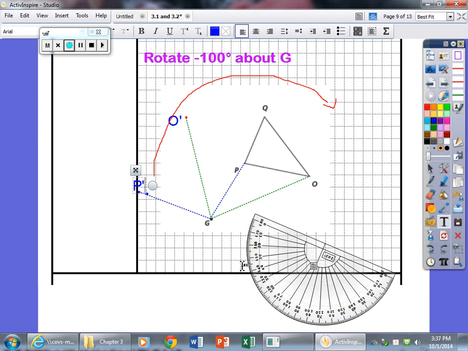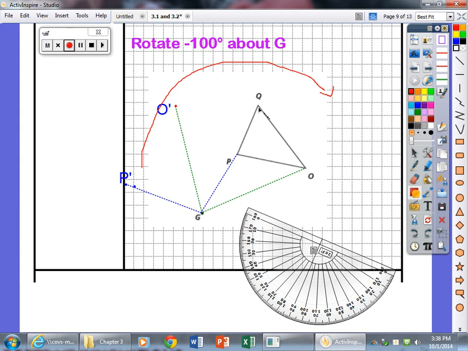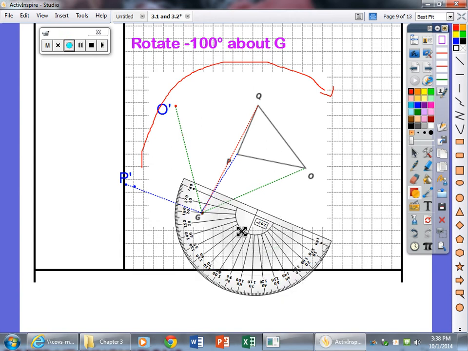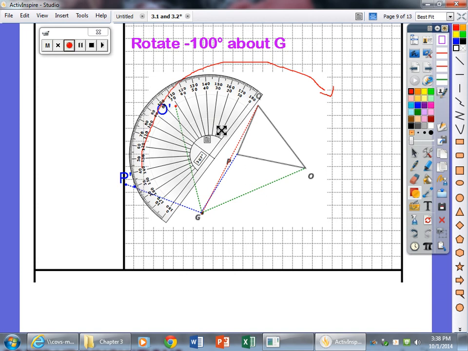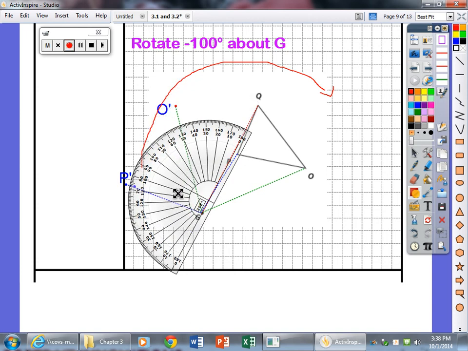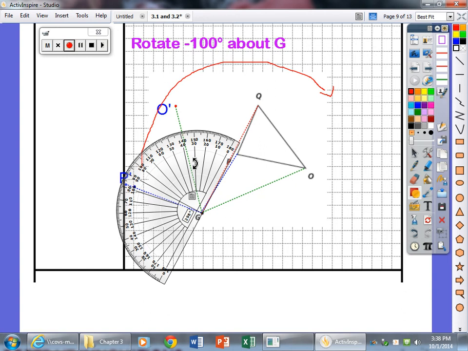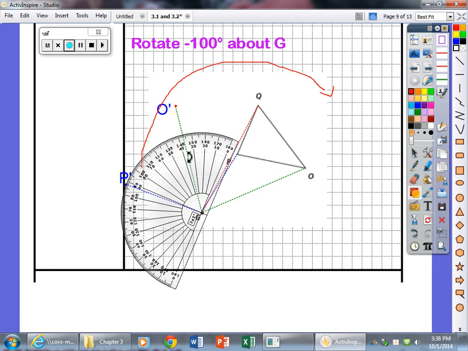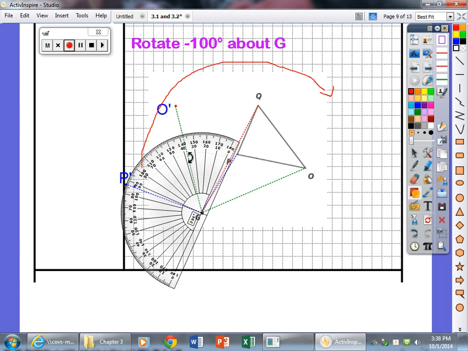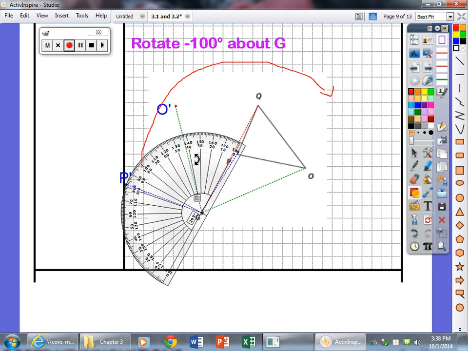Okay, I have to do it one more time because I've now moved O and I've moved P. So the last one that I'm going to have to move is my Q. So I'm going to connect Q to G. I'm going to bring in my protractor one more time. I'm going to put it on G and straighten it up here a little bit. Alright, and see, it's the red line I'm working with, so I need to get it on the red line.